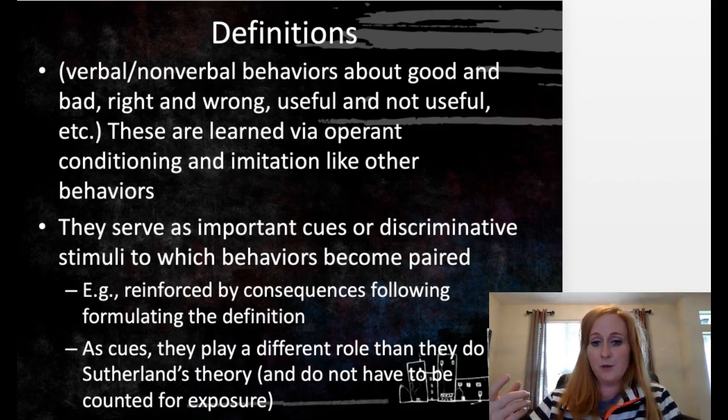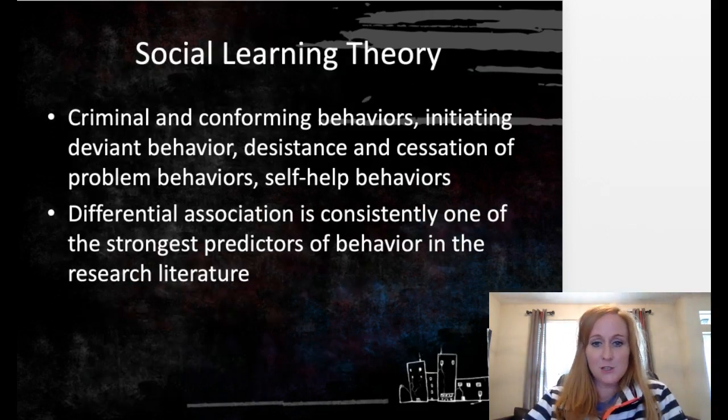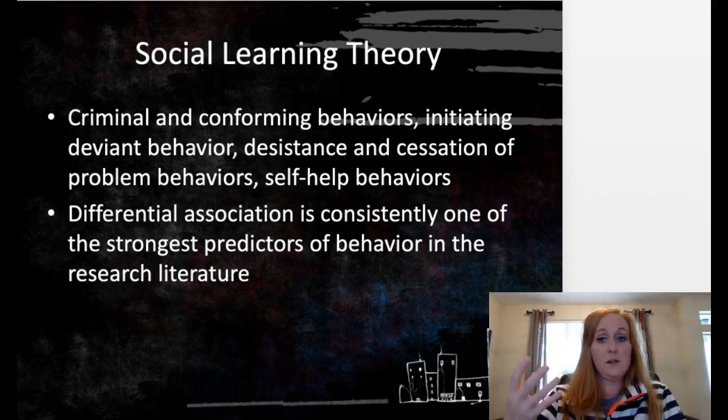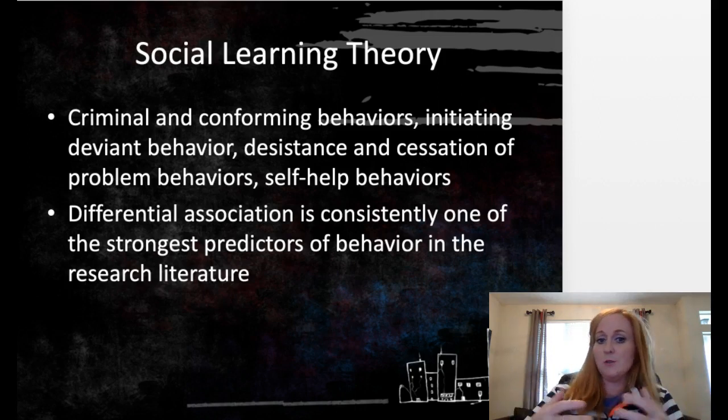These are reinforced by those consequences following formulating the definition. And as cues, they really play a different role in this theory with Akers rather than Sutherland's theory. You don't have to count them, they just have to be present. So it's a lot easier to measure and observe this in action when we see people behaving in different ways, and it goes beyond criminality. So again, social learning theory encompasses criminal and conforming behavior, initiating deviant behavior, desistance and cessation of problem behaviors, even self-help behaviors. So people trying to improve their lives or be more pro-social or do different things that are for their best interest. You can use it for that too.